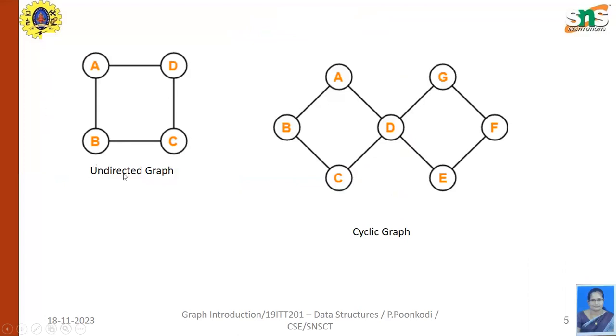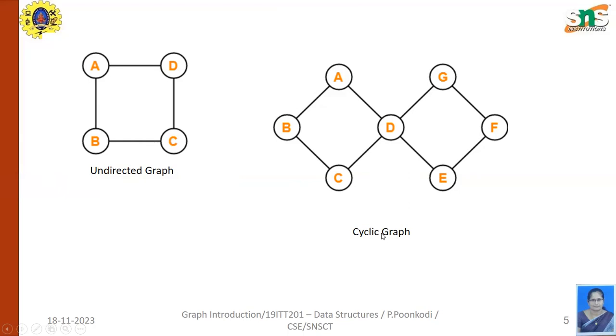Here I have given an undirected graph. Previously we discussed the directed graph and undirected graph. In a similar way, here also I have given another example for an undirected graph. A, B, C, D: all the vertices are connected through edges.